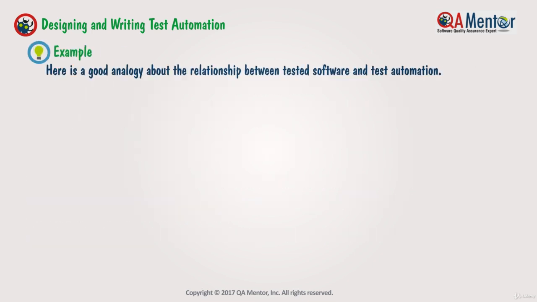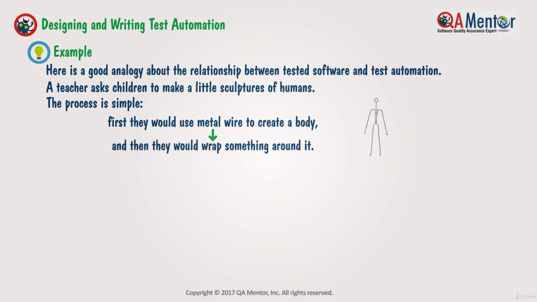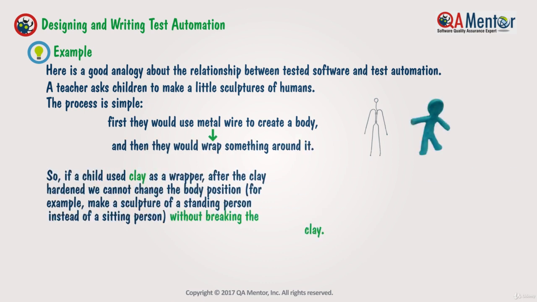Example: here is a good analogy about the relationship between tested software and test automation. A teacher asks children to make a little sculpture of humans. The process is simple. First, they would use metal wire to create a body, and then they would wrap something around it. So, if a child used clay as a wrapper, after the clay hardened, we cannot change the body position. For example, make a sculpture of a standing person instead of a sitting person without breaking the clay.